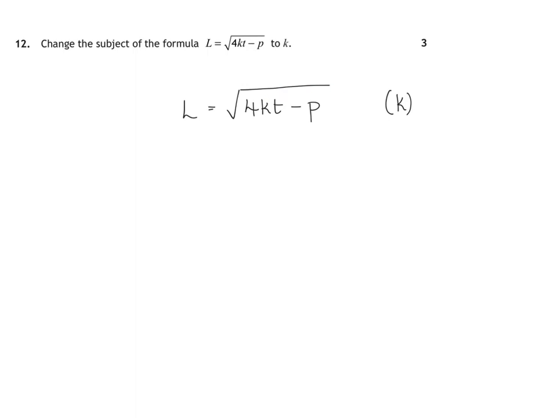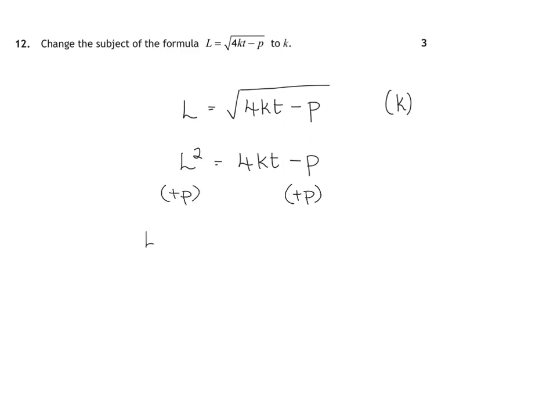To unpick it I have to do that in reverse, so I need to get rid of the square root first, because that's the last thing I would do if I was doing this in order. You get rid of a square root by squaring, so we end up with L squared is equal to 4kt minus p. Going backwards, the second last thing I would deal with was the minus p, and to deal with that I need to add p to both sides.